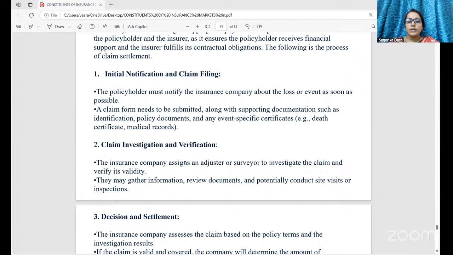As the insurance company receives the claim form, it assigns an adjuster or surveyor to investigate the claim and verify its validity. As soon as the insurance company receives it, it will appoint an adjuster or a surveyor to verify whether the loss that the policyholder is claiming is really up to the mark or not. They will verify the validity of the loss. They may gather information, review documents, and potentially conduct site visits or inspections.